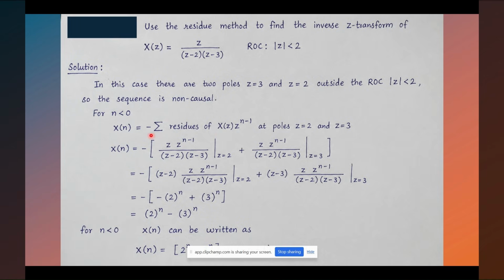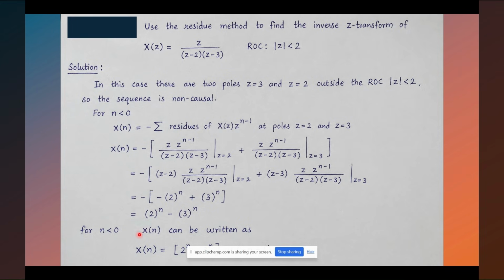What we do in this particular problem is we take z as common at the beginning. So X of z is z by z minus 2 into z minus 3, times z power n minus 1. For pole 2, z is equal to 2. Similarly, for pole 3, we have to find the residue. X of z is written as such into z power n minus 1. Substituting the value of 2, we will get minus 2 to the power n. Substituting the value of 3, we will get 3 power n.